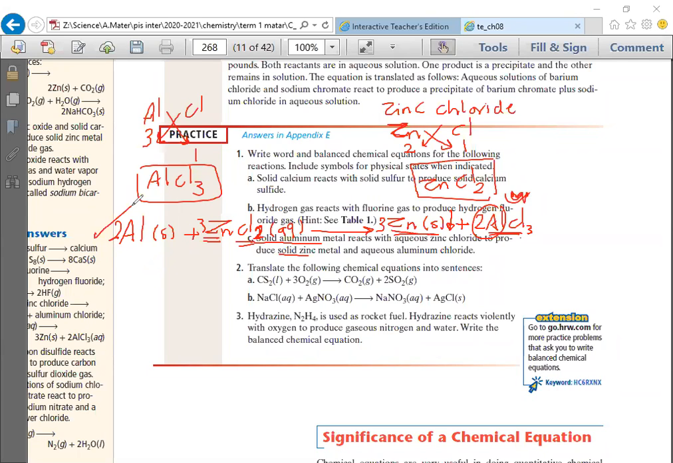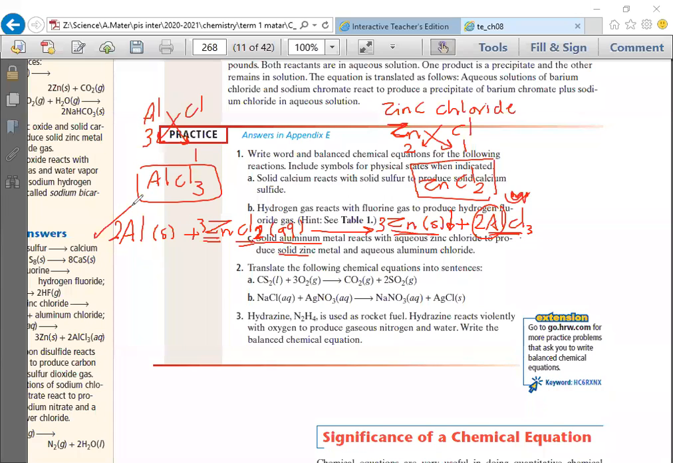Then question number 2, he asks you to translate the following chemical equations into sentences. So we need to make it a sentence. What could we understand from this chemical equation? Who can tell me? The first one, could anyone translate this? What does C mean, what does S mean? C is carbon, S is sulfur. So that is carbon sulfide.